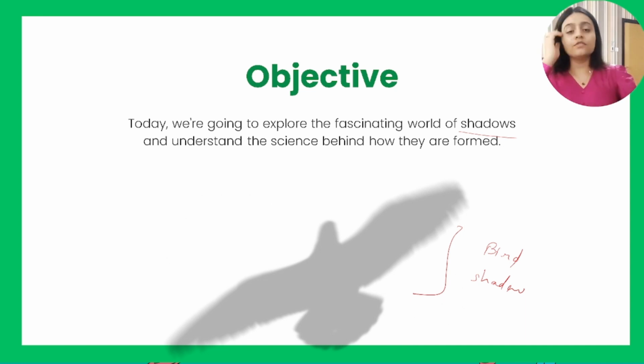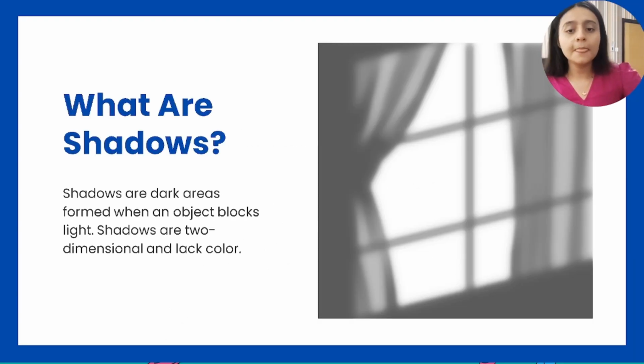So these kinds of structures in science we term as shadows. Okay, so what are shadows? Shadows are basically the dark areas which are formed when an object blocks the light. So what happens, if there is a light and an object, the object which is bigger in size in comparison to the source of light. Okay, so that object blocks the light, and as a result we get what? A shadow, which is the image of that particular object.